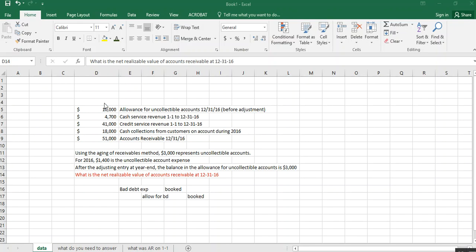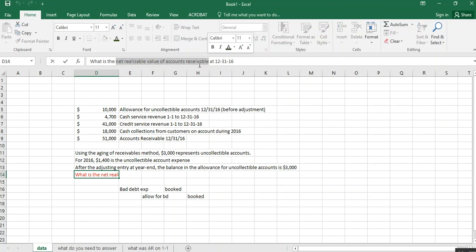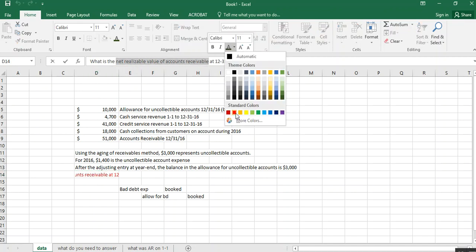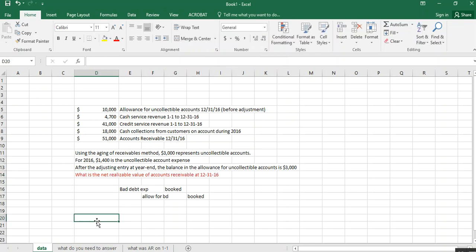Here we have a problem that has a whole bunch of numbers and it gives you a whole lot of conditions. It's really important when you see a problem like this that you read it backwards. You will notice that at the end of the day what it's asking you here is what is net realizable value of accounts receivable, which is a fancy way of saying how much do we think we're going to collect out of our accounts receivable? So with knowing that, let's go ahead and go from the top down.